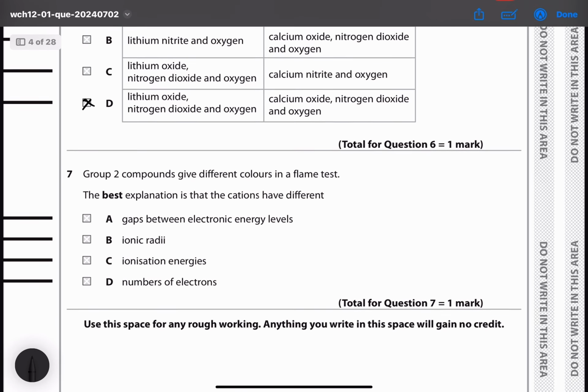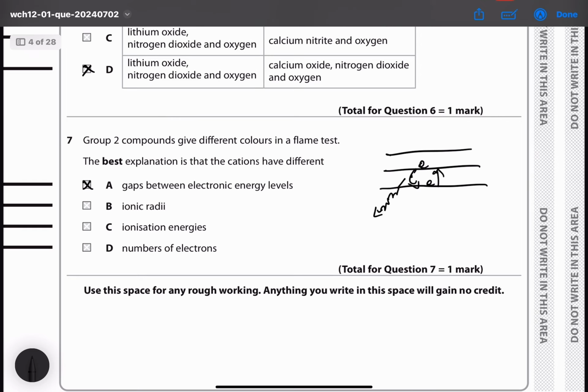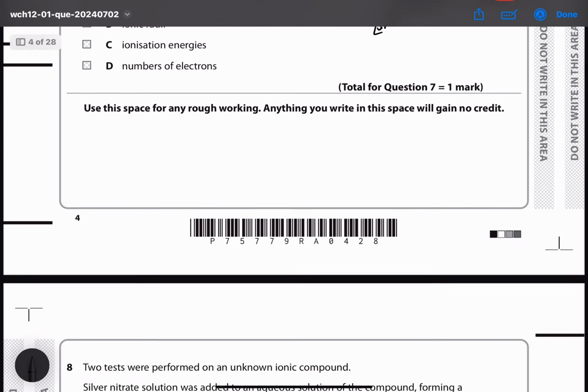Group 2 compounds give different colors in a flame test. The best explanation is that the cations have different gaps between energy levels. A is the answer. Because you see, why do we see color? We see color because the electrons actually jump to a higher energy level and then drop back. When they drop back, they give us some kind of energy, and if that energy frequency has a specific color band, we see that color band. And in every compound, or in every positive ion, we have this gap. This gap differs. So due to this difference in gap, we get different colors.